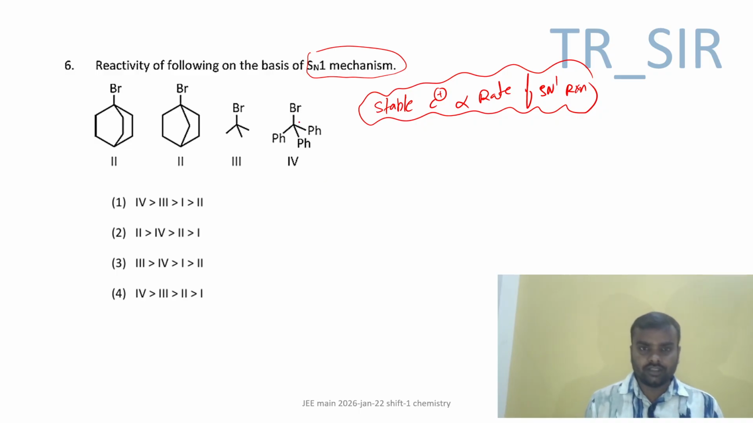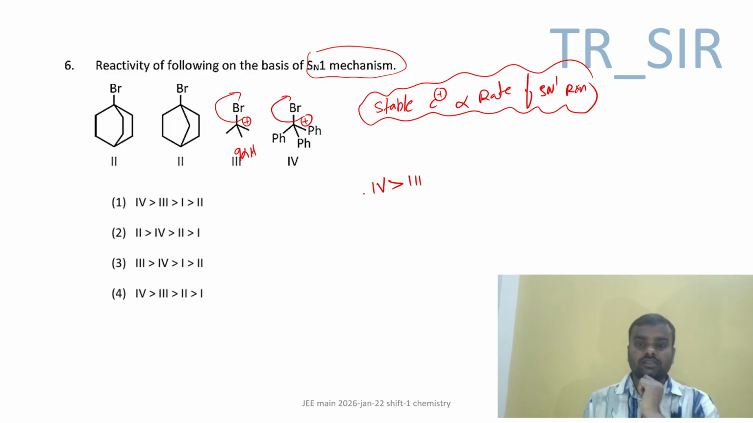If I remove this particular halide, we get the triphenyl cation. Here we get nine alpha-H hyperconjugation in this case. Here three-side resonance is there, so obviously resonance is more. So first 4 will come, then 3. 4 must have the higher rate of reaction. That means 2 and 3 will not come first; you will have either the first option or the fourth option. Now 4, then 3.